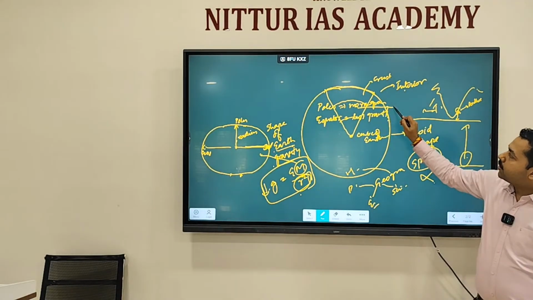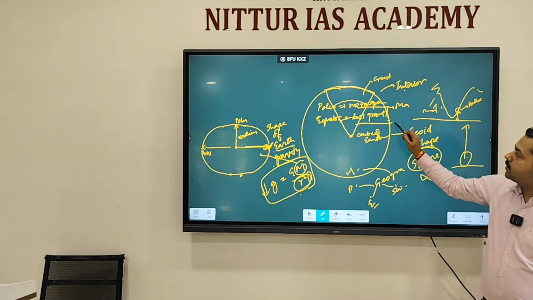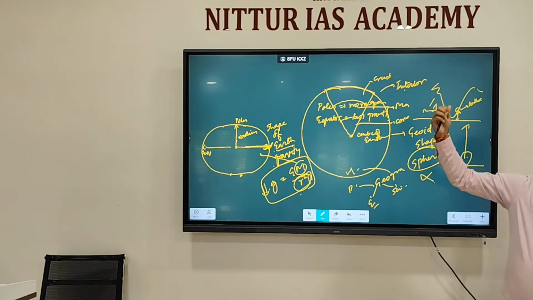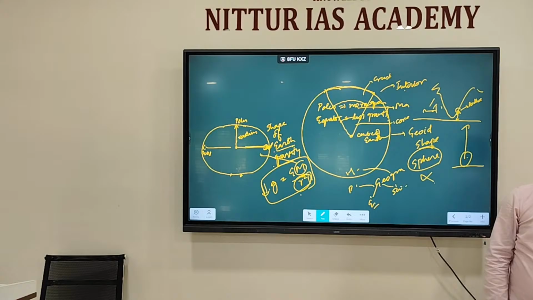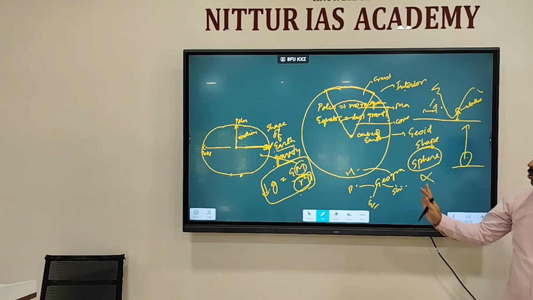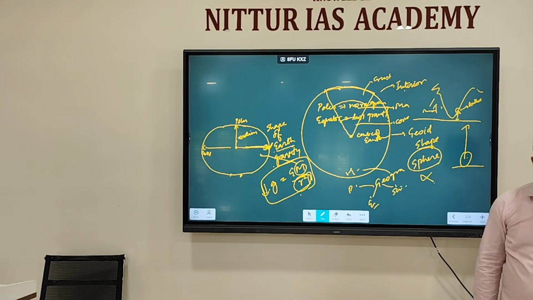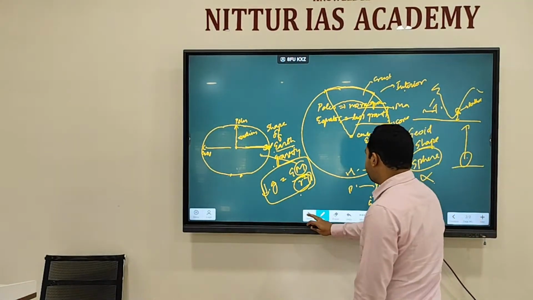The lower part is called the mantle, and this part is called the core. Clear? So Earth consists of various layers: crust, mantle, as well as core. Any doubt regarding this? All these things you are going to study in geomorphology. Any doubt regarding this part?